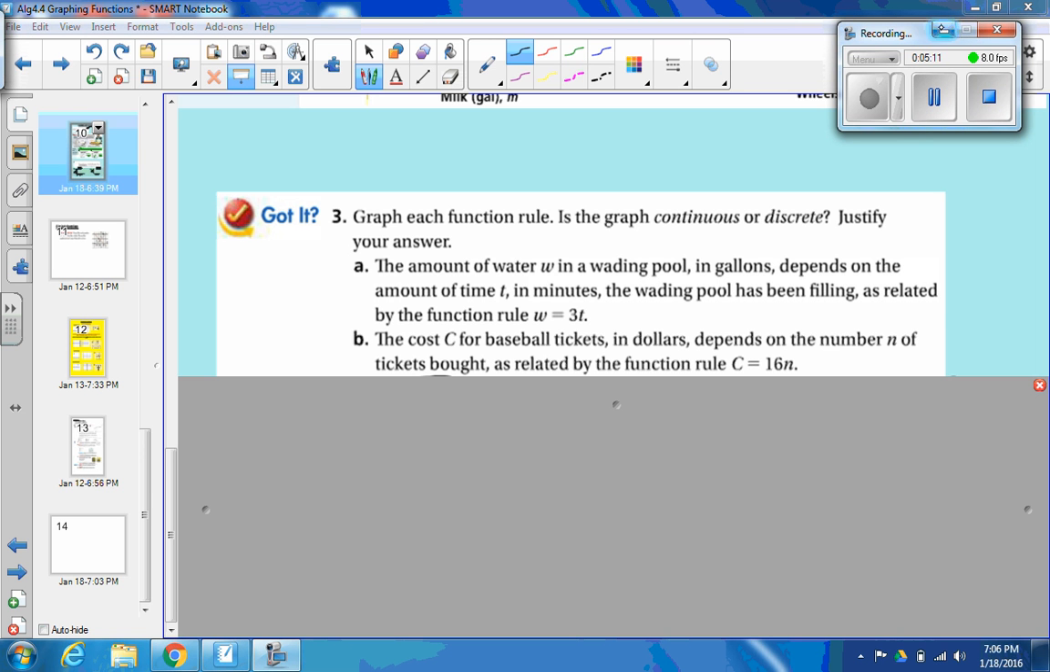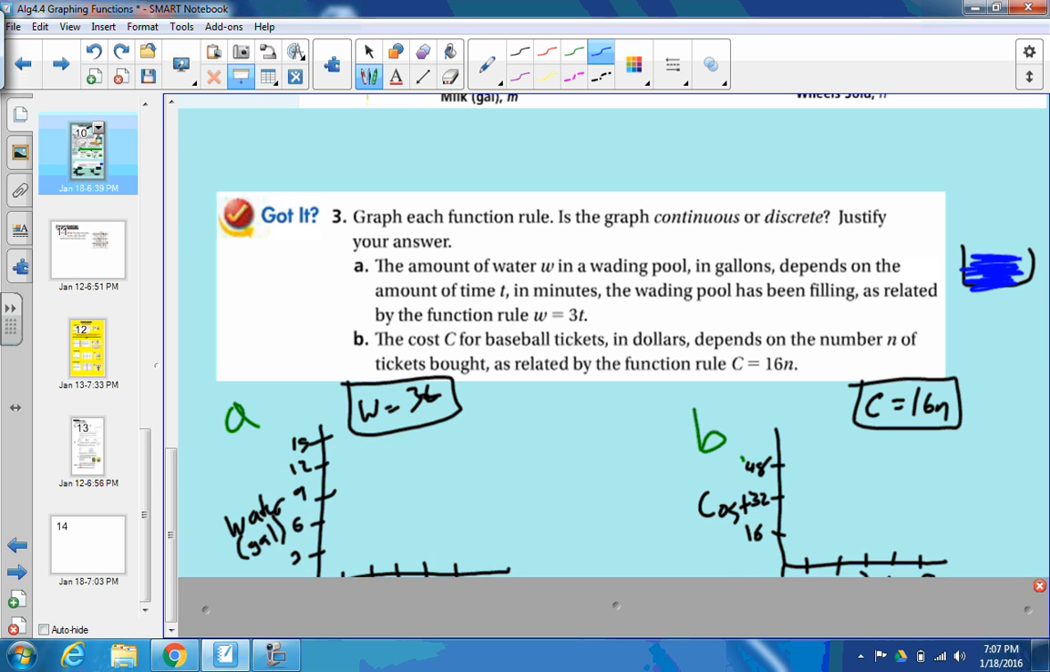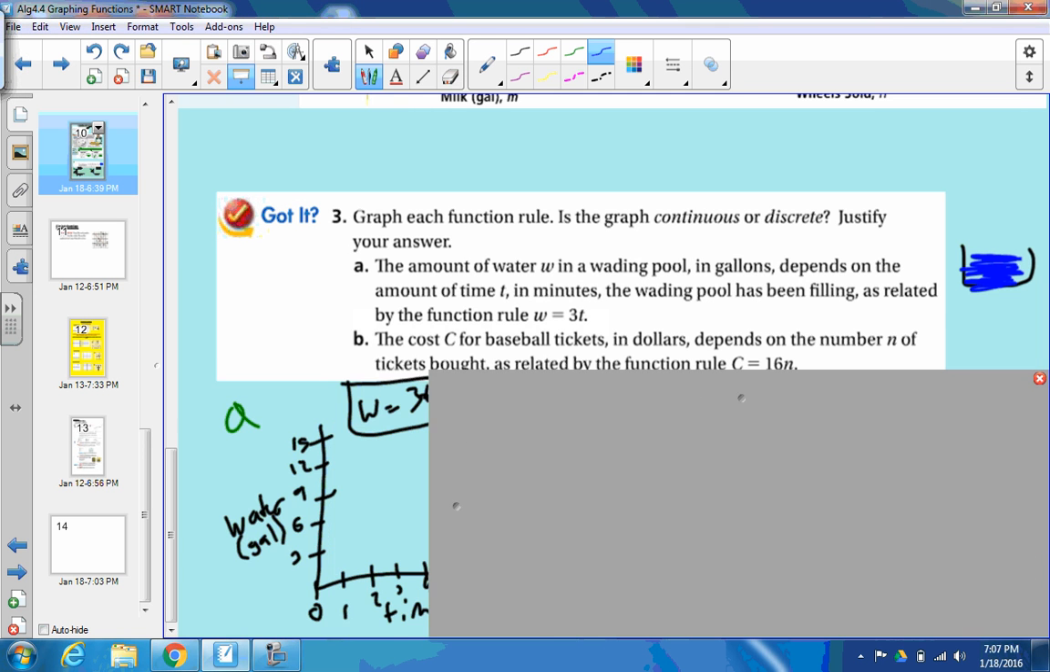All right, so the first one we have says the amount of water W in a wading pool in gallons depends on the amount of time in minutes the wading pool has been filling. So you're filling up a little pool, and over time the water starts filling up more and more as time goes on. So it has the function rule W equals 3t. So I made a little graph here, over to the left. I label it with the W equals 3t.